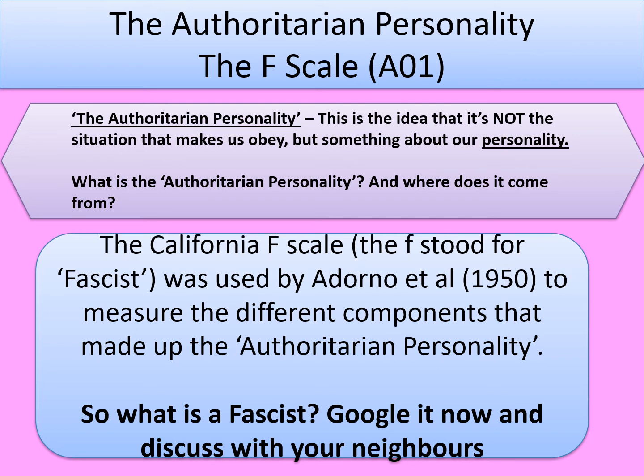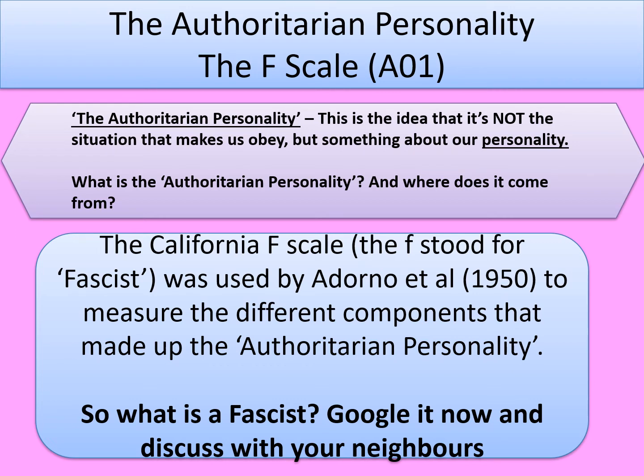So Adorno, and you don't need to remember his name, but Adorno in the 1950s used the California F scale to measure components of the authoritarian personality. And the California F scale, F stands for fascist. And when we say fascist, we're talking about far right extreme views. And if you're not sure about fascism, from what I've said about the Nazis, then Google it now and just make sure that you're aware of what fascism is.